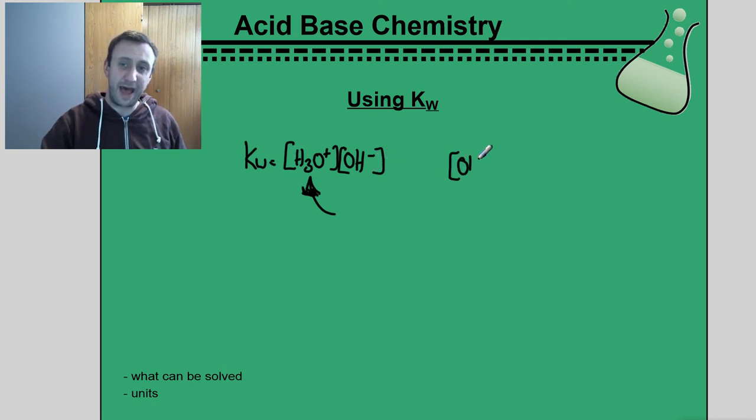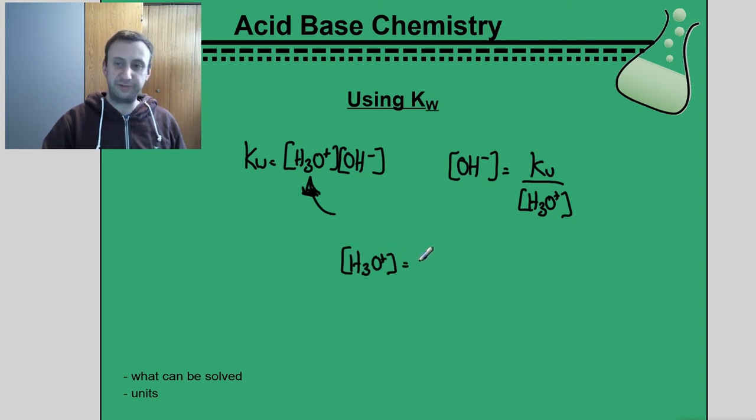And the formula for that would be hydroxide is equal to Kw divided by hydronium. In the same way, if I happen to have a hydroxide concentration, then I can find hydronium, H3O positive, by saying that's equal to Kw divided by, of course, hydroxide.